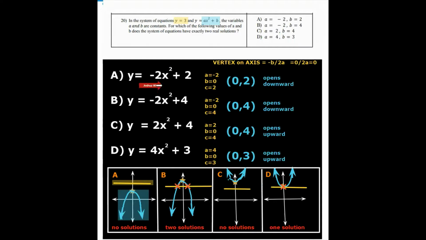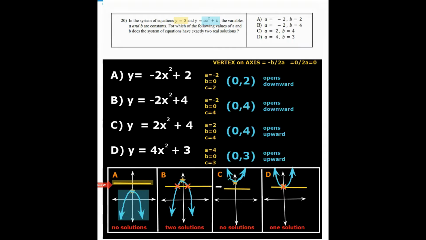Since this was a negative 2a, this was a negative 2, this was a positive 2, and this was a 4, we know that this one opens down from the vertex, this one opens down, choice C opens up, and choice D opens up. So then comparing each of the four sketched parabolas with the horizontal line y equals 3, we can see that in choice A, 3 is above the vertex, which is at (0, 2). So since the parabola opens down, it will never meet that line. There are no solutions.